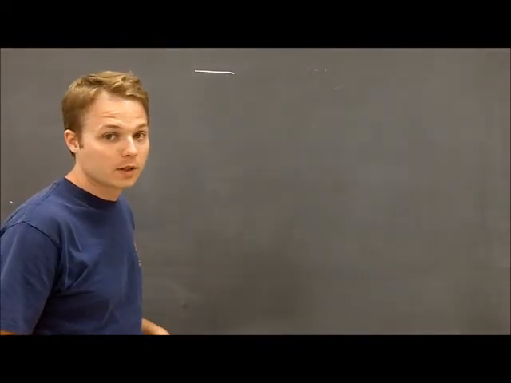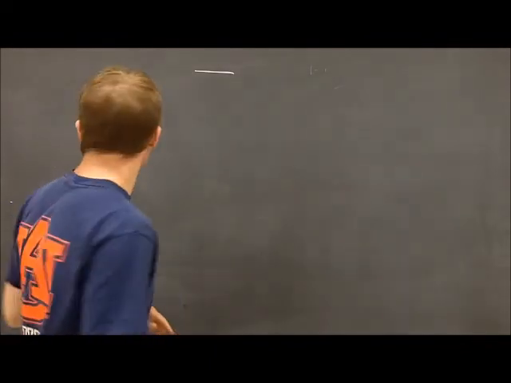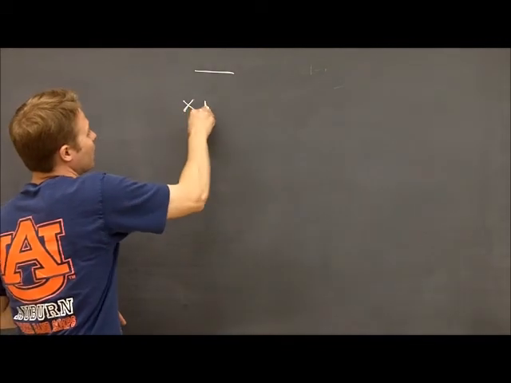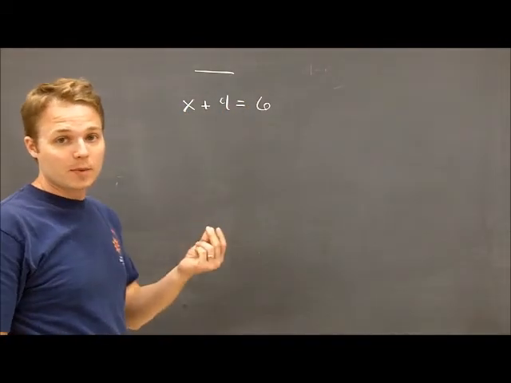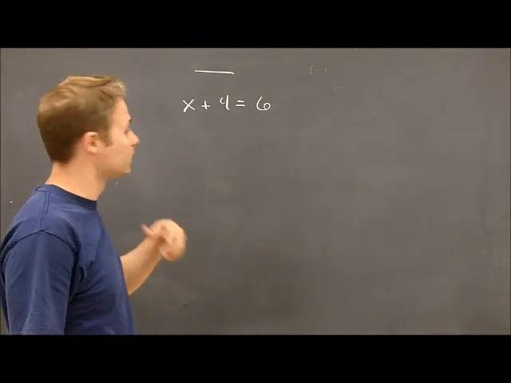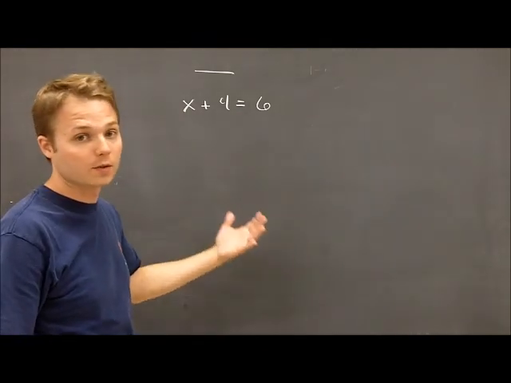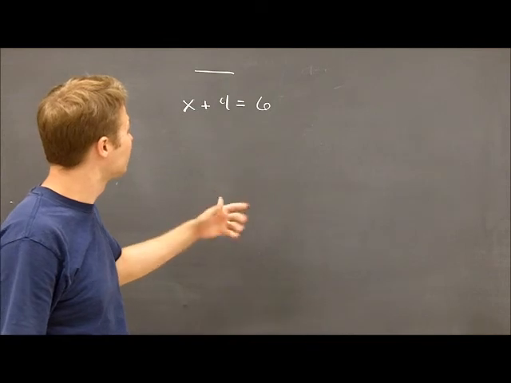So let's walk through solving a few of these linear equations. We'll start with a really basic one, something like x plus 4 is equal to 6. Now, remember the idea of solving these equations is to get the variable by itself, so to get the x in this case by itself.